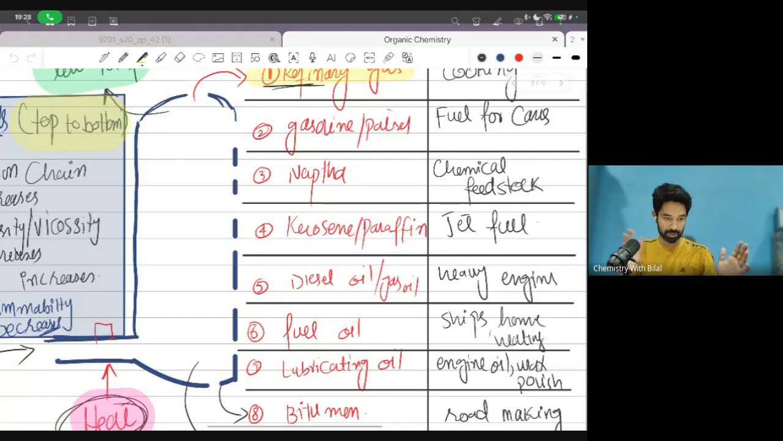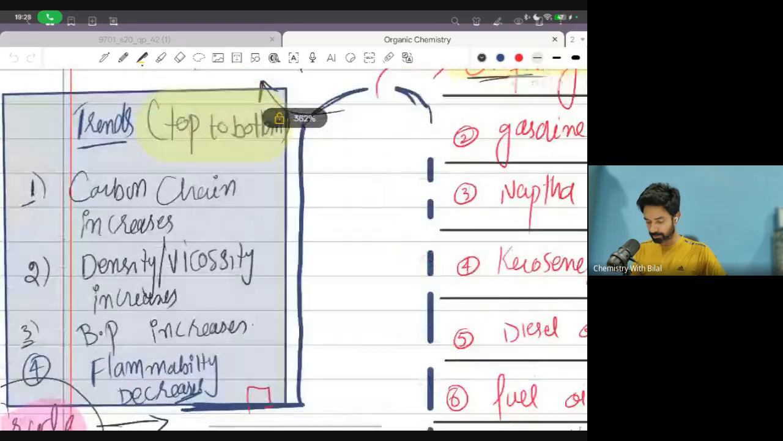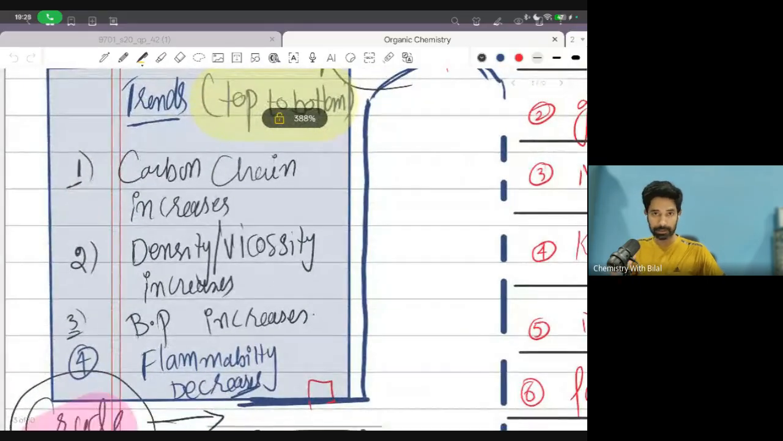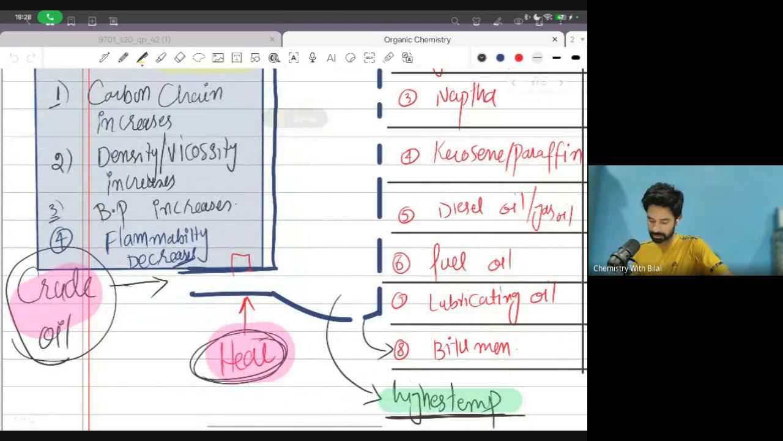For example, which fraction is used for waxes and polishes, which for road making, for chemical feedstock, for jet fuel, domestic fuel, and what are their trends as you go top to bottom in the column. Top to bottom, to top it reverses, right? अगर ऊपर से नीचे एक चीज कम हो रही है तो नीचे से ऊपर ज्यादा हो रही होगी. So top to bottom, carbon chain increases, density increases, boiling point increases, flammability decreases, right?